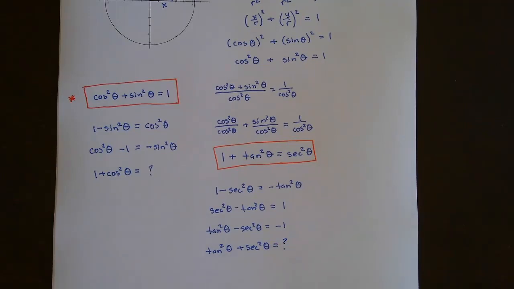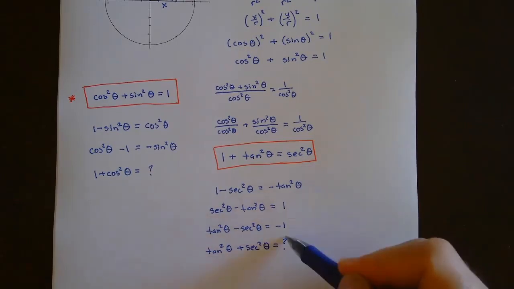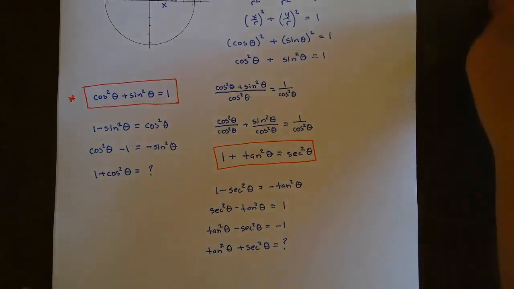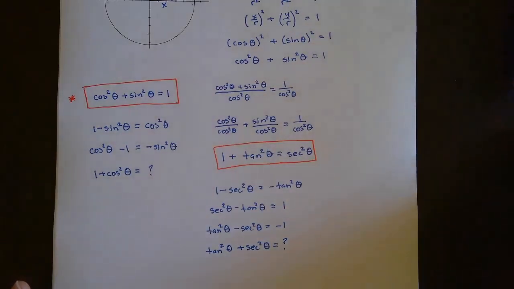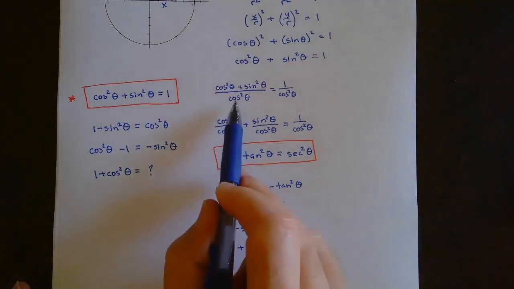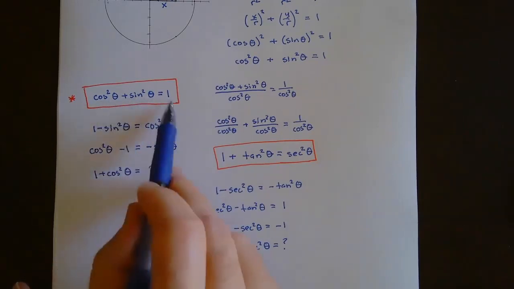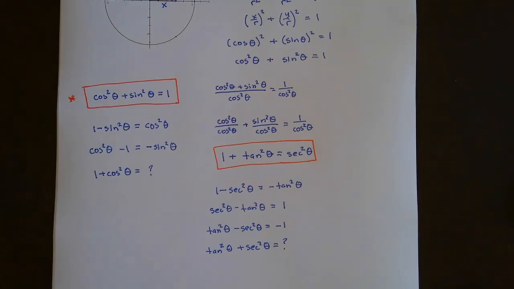Okay, so these three right here come from manipulating this one, okay? All right, so there's one more that we can do. So this one we took the cosine squared theta plus sine squared theta equal to 1, and we divided both sides by cosine squared theta, right?